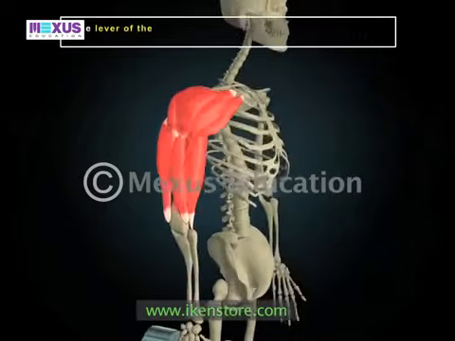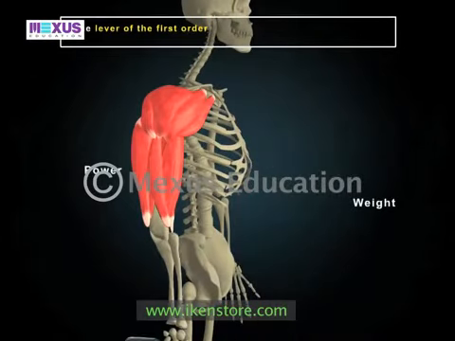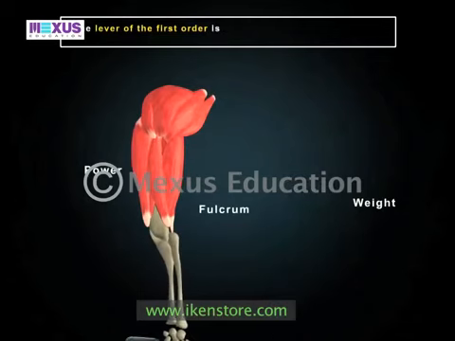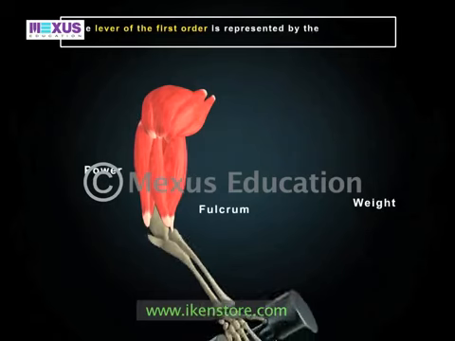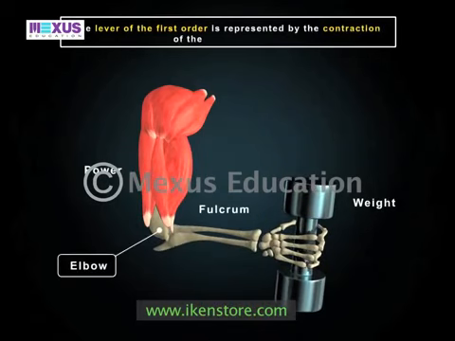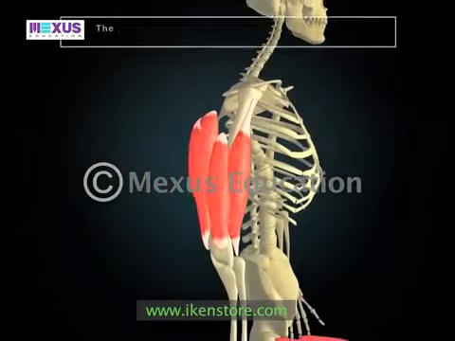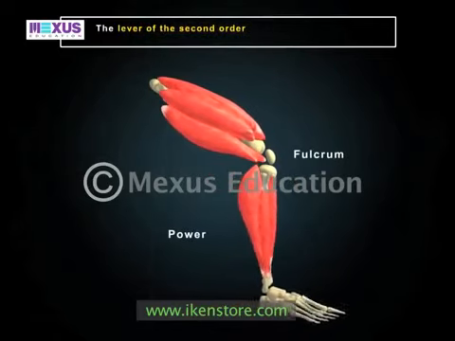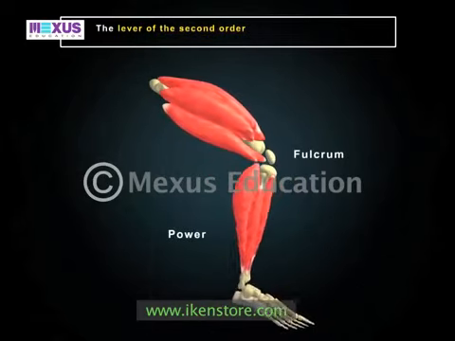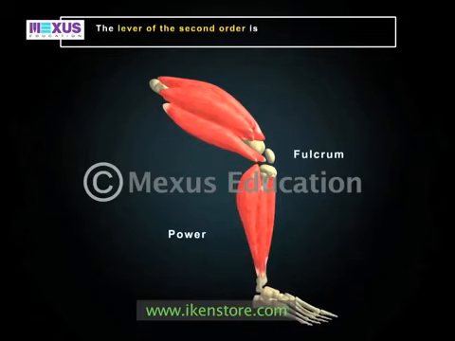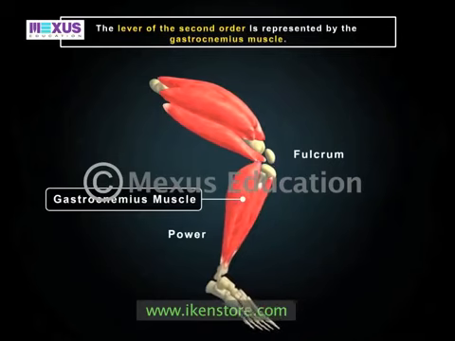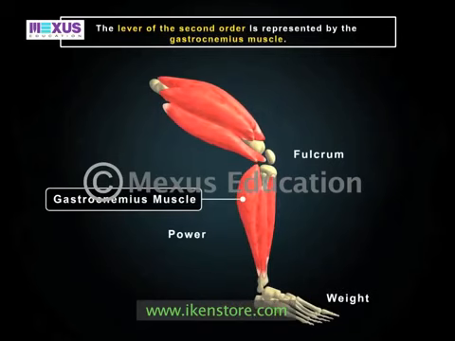The lever of the first order is where the power and the weight act with the fulcrum in between. This is represented by the extension of the arm at the elbow by the action of the triceps muscle. The lever of the second order is where the fulcrum and power are at each end with the weight in between. This is represented by the calf or gastrocnemius muscle that raises the weight of the body on the toes.